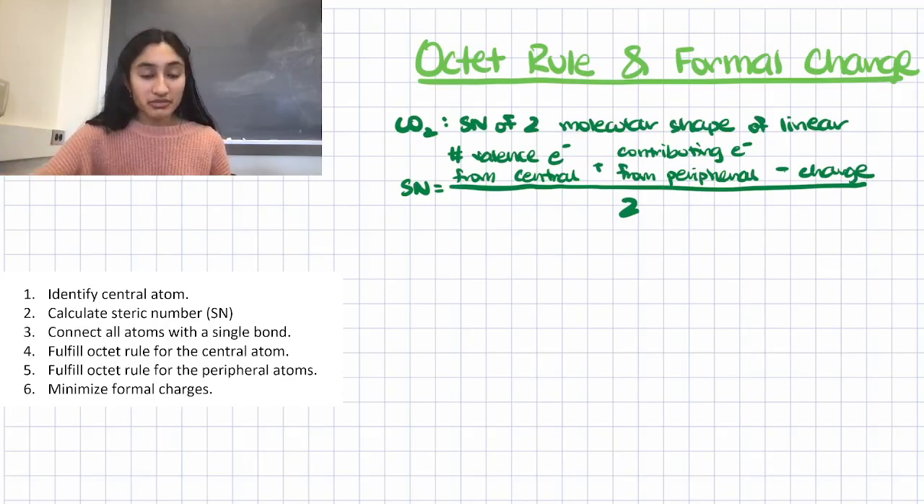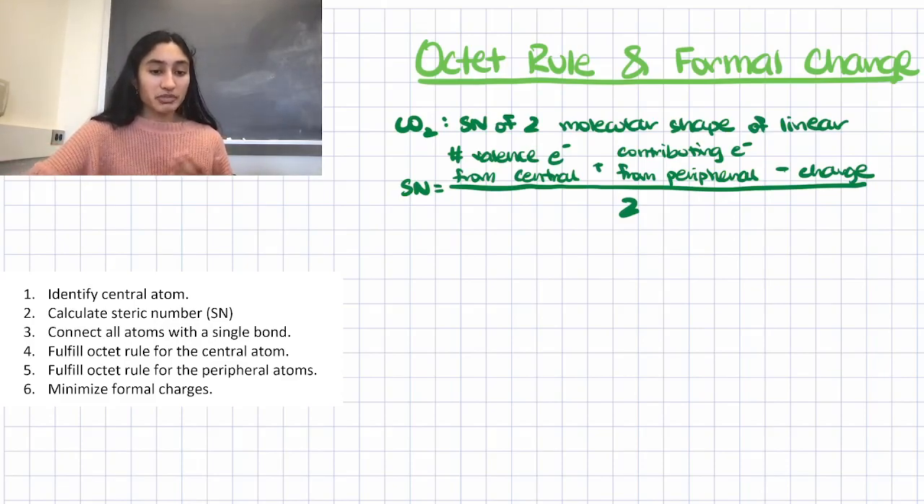So on the bottom left, you'll see there is a list of steps. And these are the steps that you can use whenever you're trying to come up with a formal Lewis structure. So in the previous videos, we identified the central atom and calculated the steric number. So now we're starting with step 3, which is connecting all the atoms with a single bond.